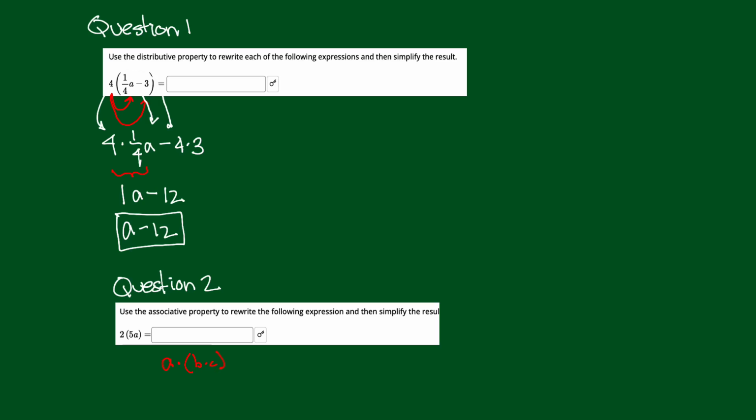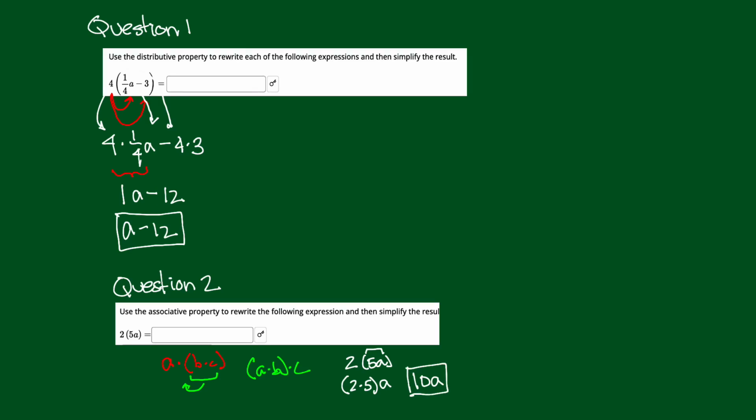But if it's all multiplication, I can reassociate these parentheses. So I can take these parentheses and redistribute them over here, writing a times b times c. So if I do that in this, 2 times 5a, I'm going to reassociate those parentheses like this. 2 times 5 times a. And the 2 times 5, well, that's just a 10a.